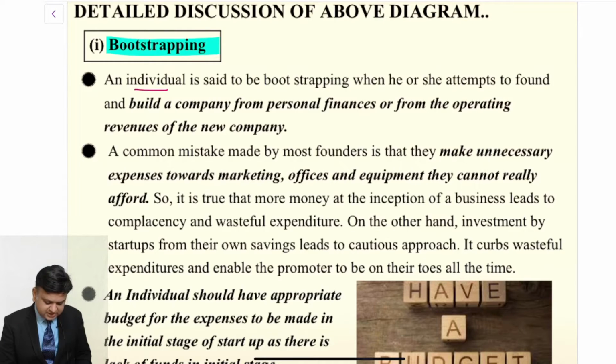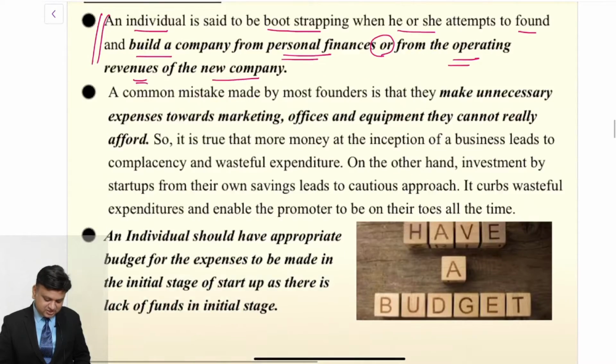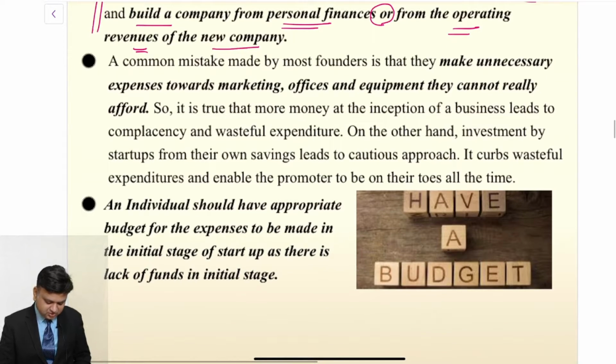An individual is said to be bootstrapping when he or she attempts to found and build a company from personal finances or from operating revenue of the new company. So this basic definition has to go like one on one. In that, no excuse, I think, is acceptable.